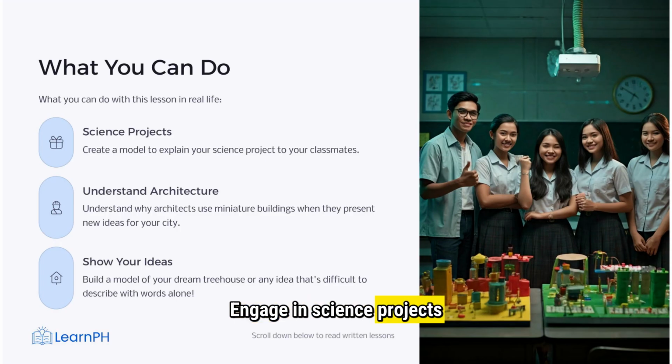Engage in science projects by creating models to explain concepts. Grasp architectural practices by understanding the use of miniature buildings in presentations. Express your ideas by building models of complex concepts like a dream treehouse, which are challenging to convey with words alone.